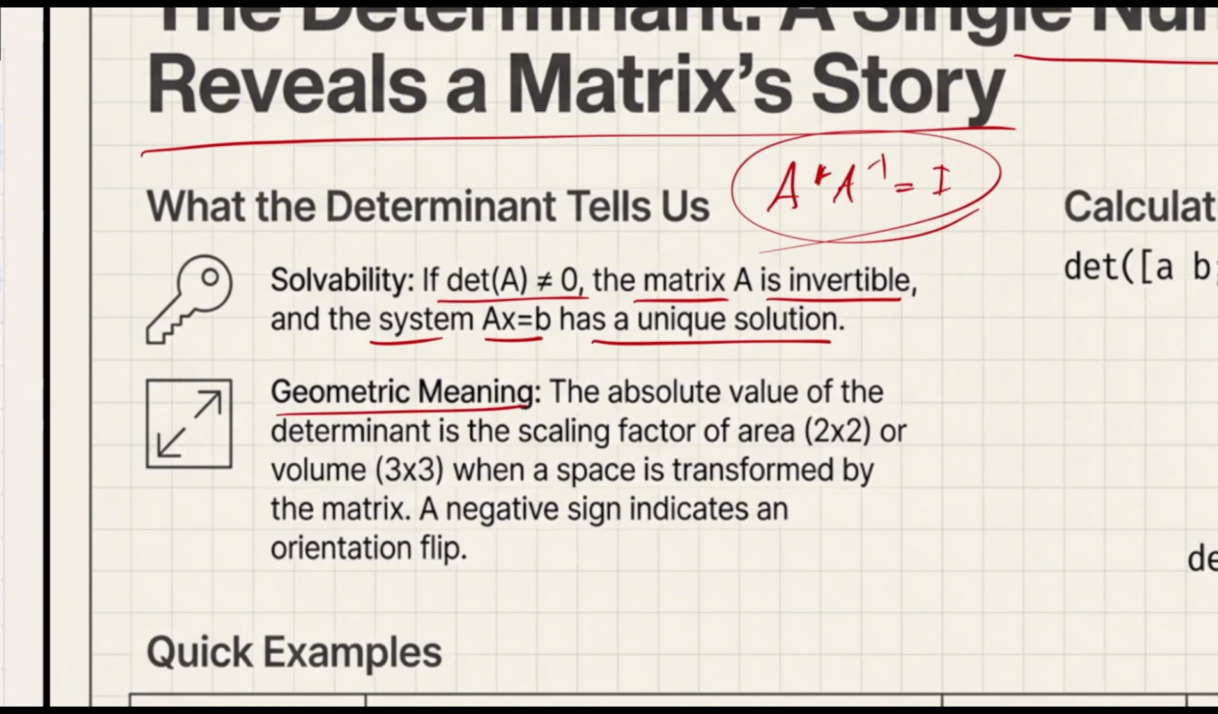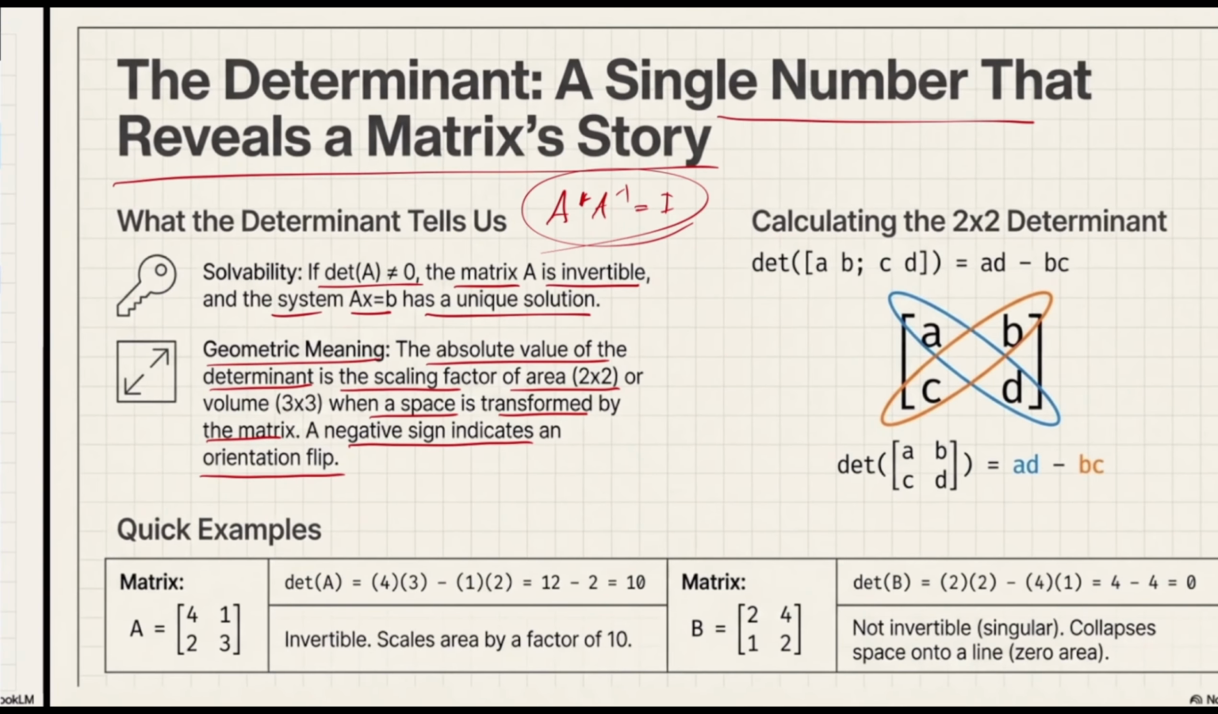Geometric meaning: the absolute value of the determinant is a scaling factor of the area for 2 by 2 or the volume for 3 by 3 when a space is transformed by the matrix. Whatever number you find shows you that if you use that specific matrix, you are going to have scaling. And you can find this scaling by using the determinant. It gives you the answer of how much scaling you have in each dimension. A negative sign indicates an orientation flip, rather than just scaling in the positive direction.